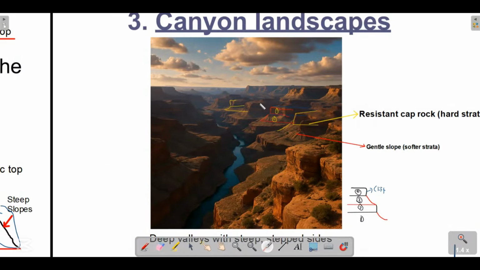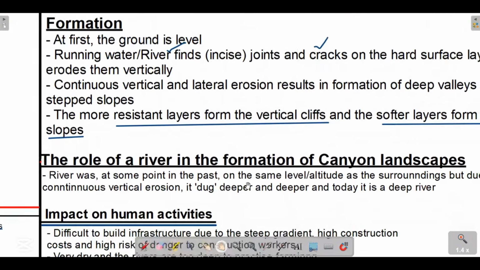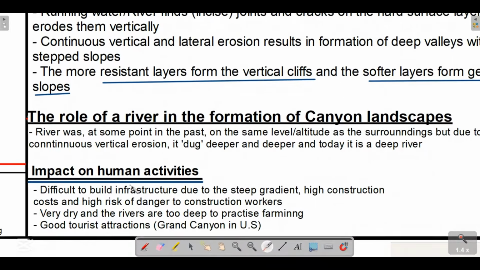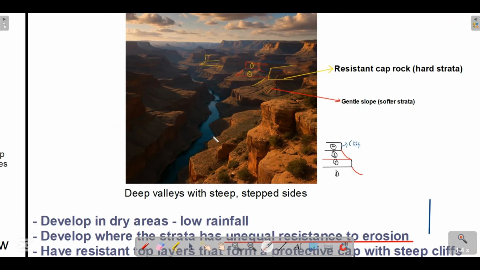You can sort of imagine working here is a huge risk, and so of course it's a quite difficult project to start. So there is a high risk of danger to construction workers. You cannot build infrastructure here. If you do, you have to use very expensive methods to build infrastructure here. It's quite difficult because of the steep gradient here, as well as the hard rock and the cliffs there. It's very dry, and the rivers are too deep to practice farming. Imagine having to go down there by yourself to get water because these are very, very deep.